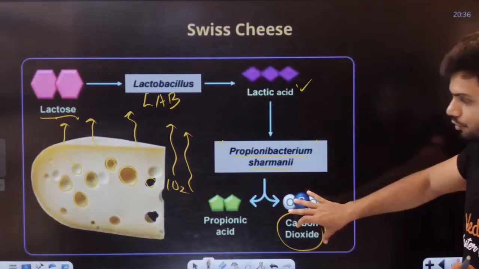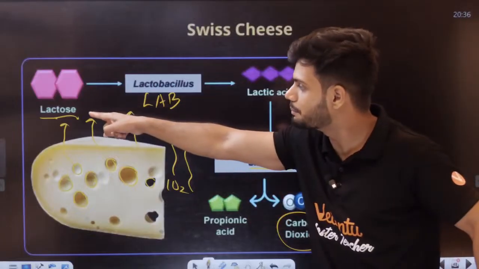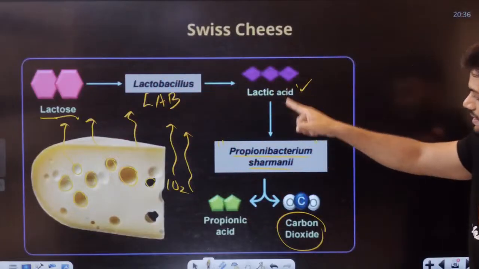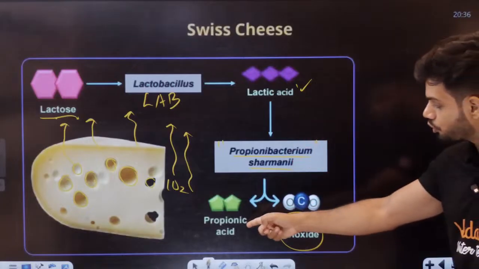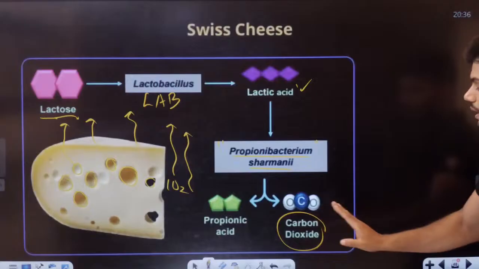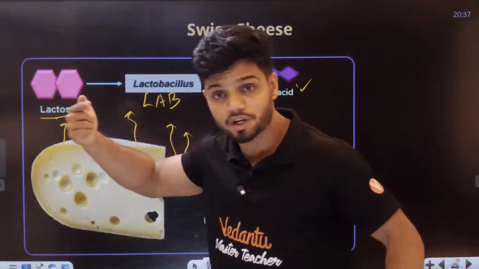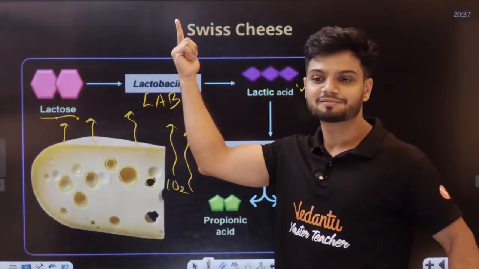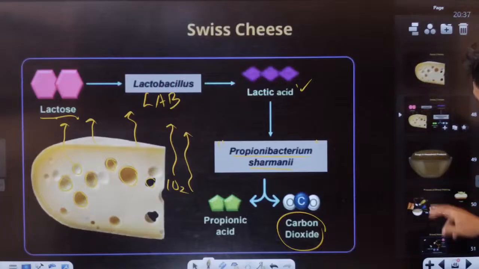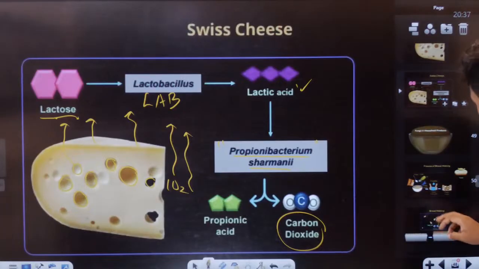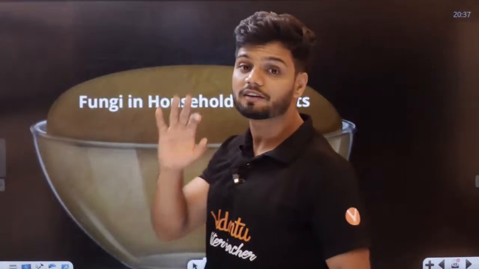See, this much all of you know, but now you know this also. How is it happening? From lactose, from the milk, LAB gives lactic acid. Propionibacterium shermanii will act on the lactic acid and give propionic acid and carbon dioxide. This carbon dioxide is trapped here. As the cheese is aging, this CO2 is escaping. Students, look at the science behind all this. Crazy Swiss cheese. Now students, we will start with how we can use fungi for household products.